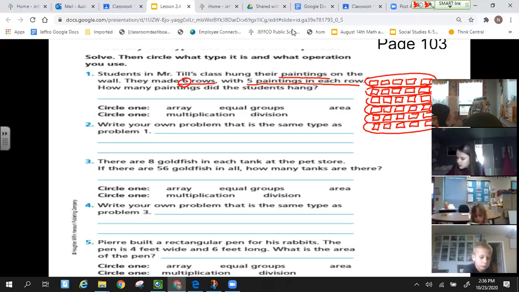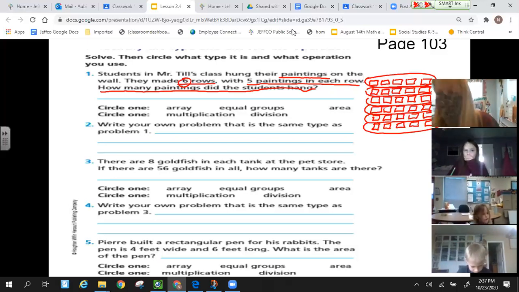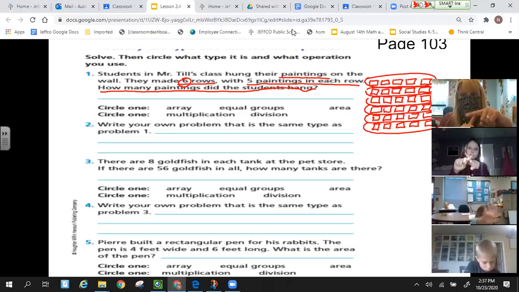Let's go back to the question. How many paintings did the students hang? I want to know how many squares there are there. Those are representing my paintings. So what would we do to solve that? Share with your neighbor. Just say it, whisper it to your neighbor. What do you think we're going to do to find that answer? And at home, show me on your fingers. What operation are we going to use? Is it going to be multiplication, division, subtraction, or addition?